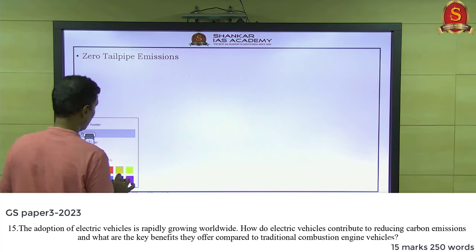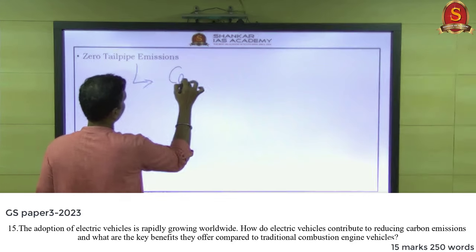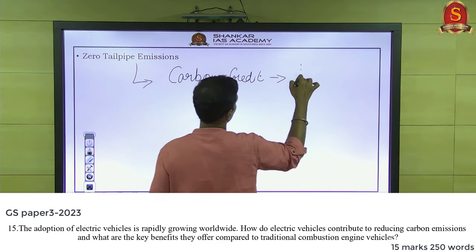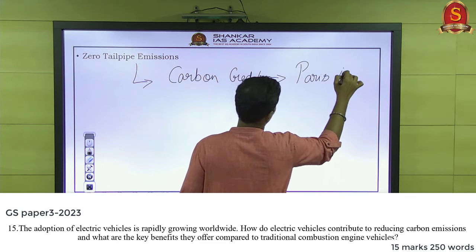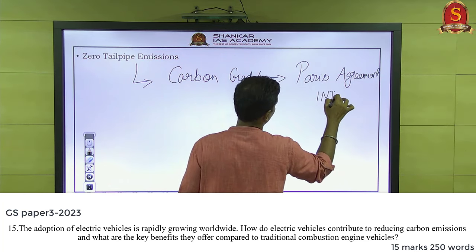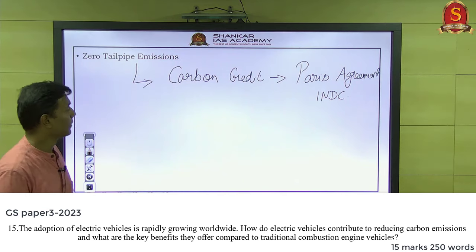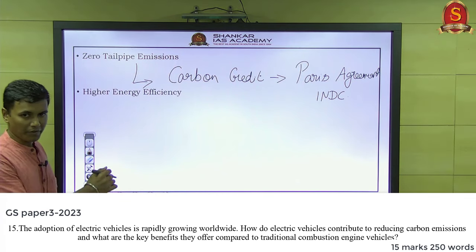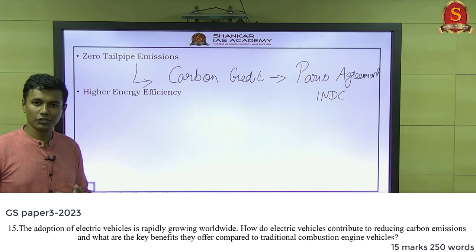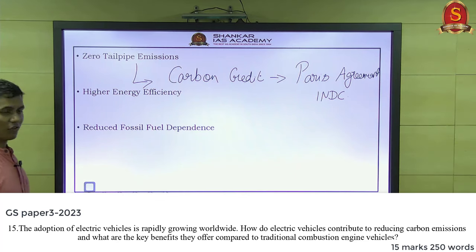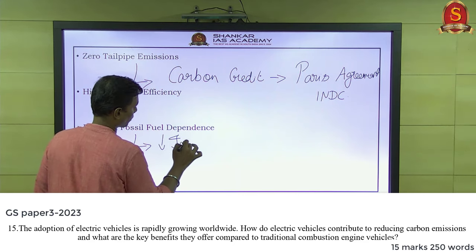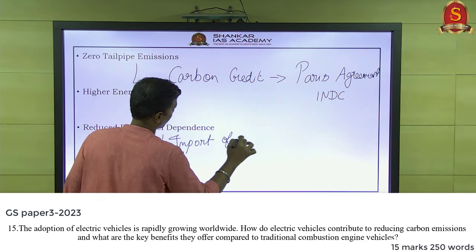You can write multiple things from here. Since there is no tailpipe emission, India will gain carbon credit. Since we are gaining carbon credit, this will help us fulfill the commitments given under the Paris Climate Agreement. You can link it with the Intended Nationally Determined Contributions. All these can be linked here. And then, high energy efficiency. We have discussed now that compared to the Carnot engine or the ideal engines, the energy efficiency of electric vehicles is going to be much higher. And then, reduced fossil fuel dependence. You can mention reduced import of crude oil.